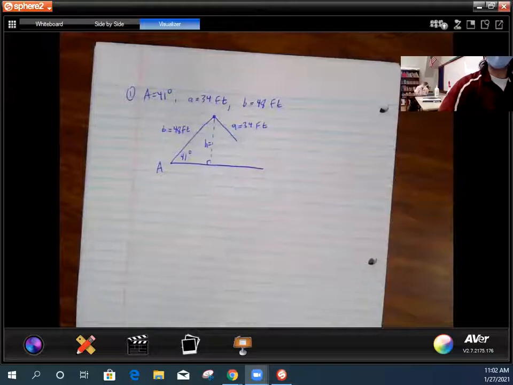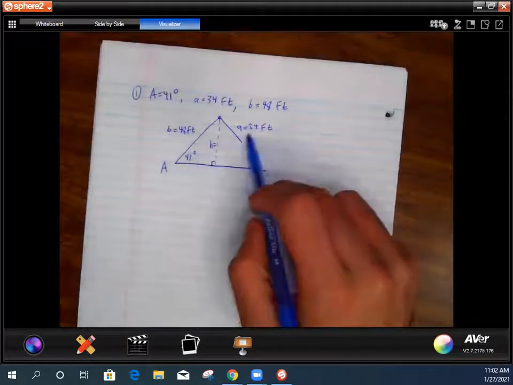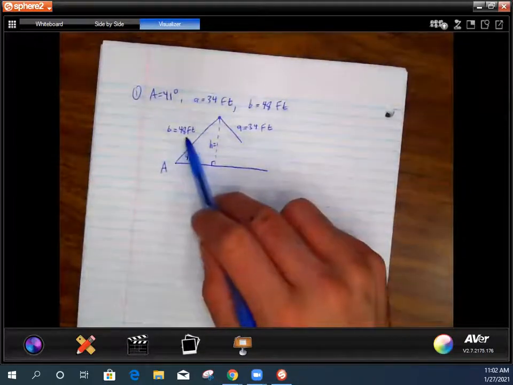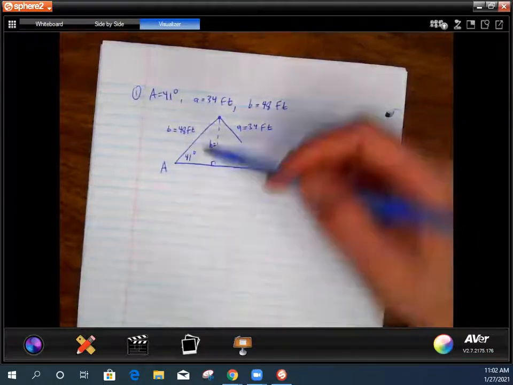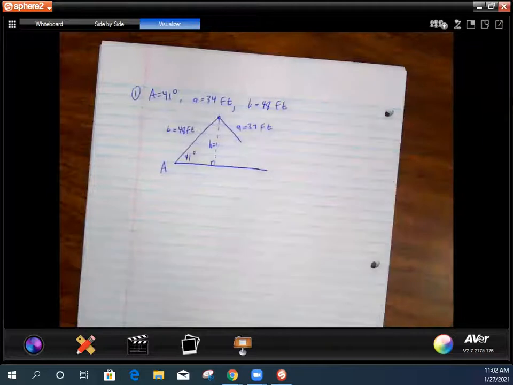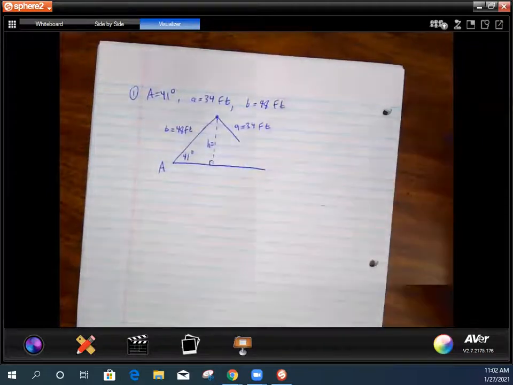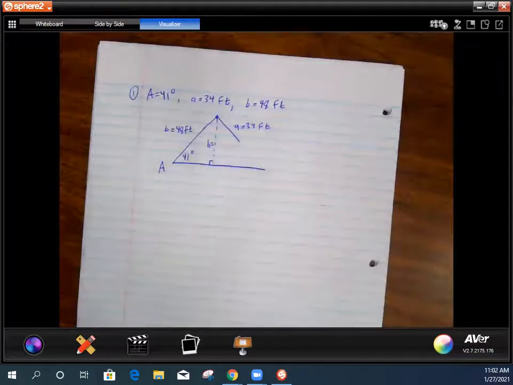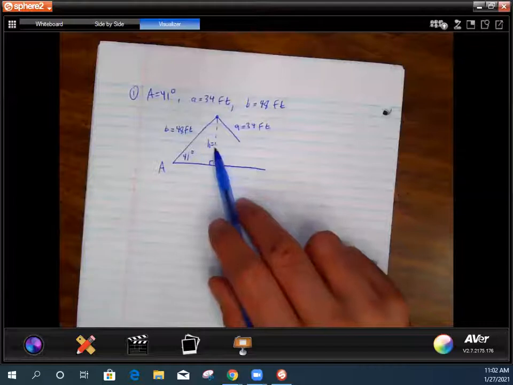We'll see. All right, so here we're learning about the ambiguous case. We have a triangle where the given angle is 41, the side across from it is 34, and the side adjacent is 48. This side is less than 48, so that means we have to find the height, because if this side was bigger than 48, we would know it would make exactly one triangle. But since it's less than 48, we have to see if this side will reach the opposite side. So we have to find the height.